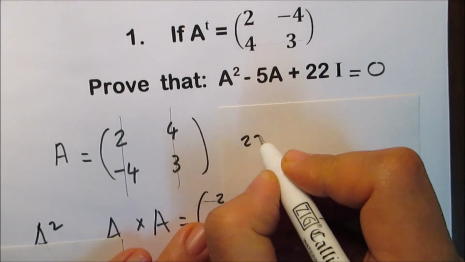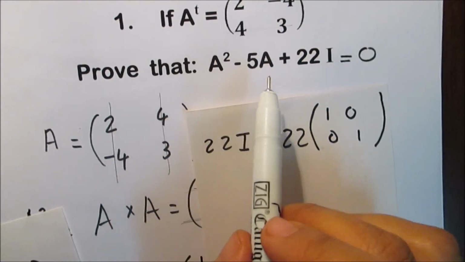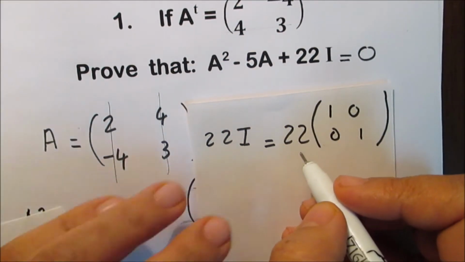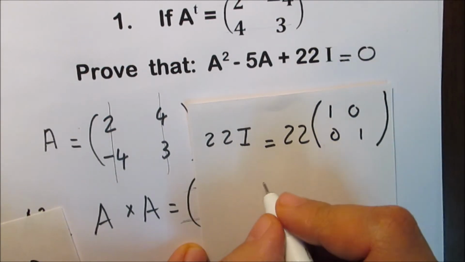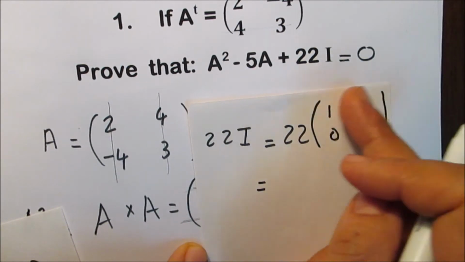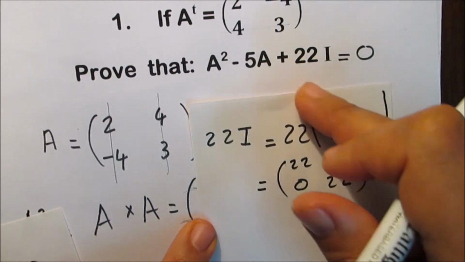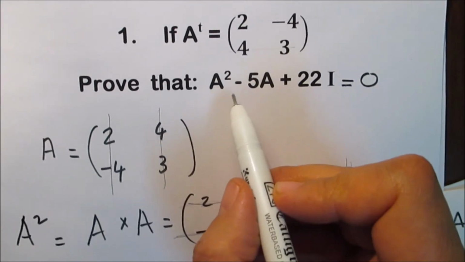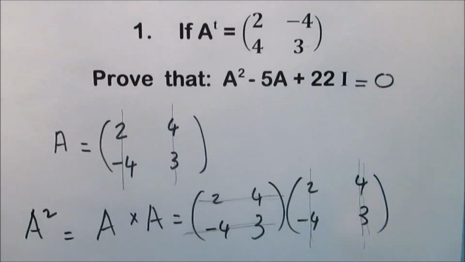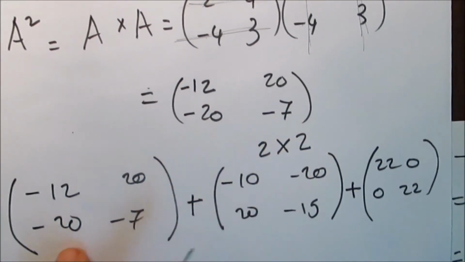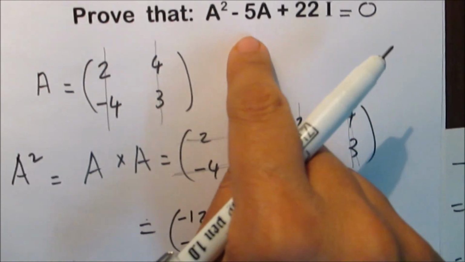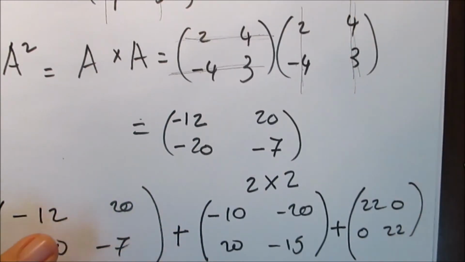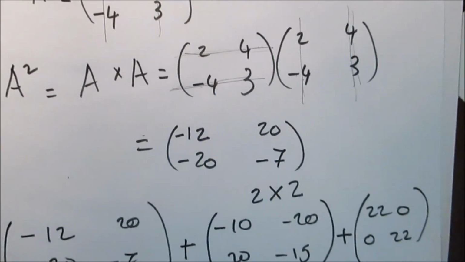Finally, 22I. I is the identity matrix. It should be the same order as matrix A, or 2 by 2. Then 22I equals 22 times the identity matrix I. This equals 22 times each term of the matrix. So change each element of the main diagonal into 22 to get this. Finally, write the given equation in terms of matrix A. So A squared equals this, plus negative 5A equals this, and finally plus 22I equals this.